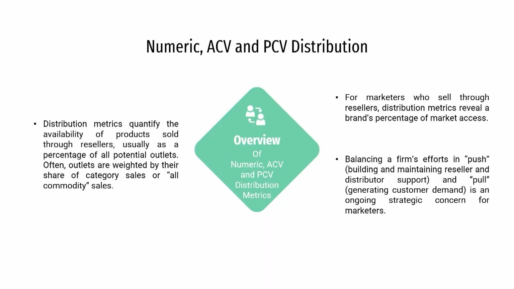Let us look at an overview of numeric, all commodity volume and product category volume distribution metrics. Distribution metrics quantify the availability of products sold through resellers, usually as a percentage of all potential outlets. Often outlets are weighted by their share of category sales or all commodity sales.